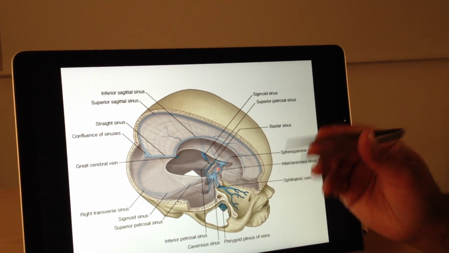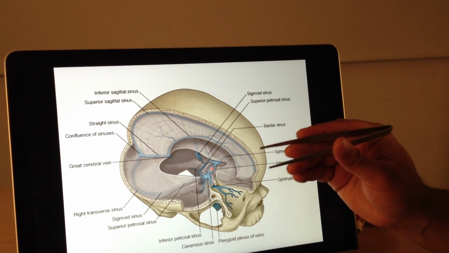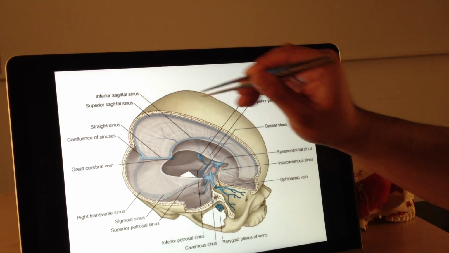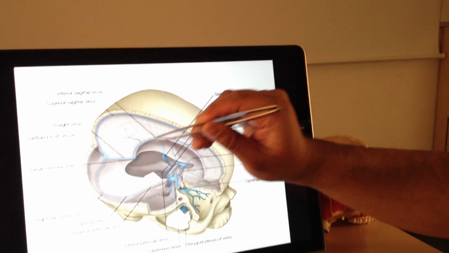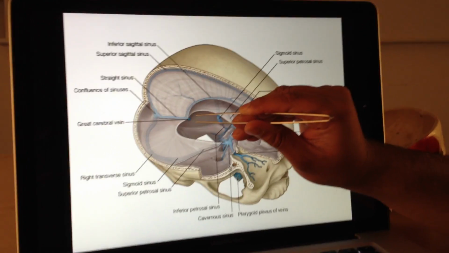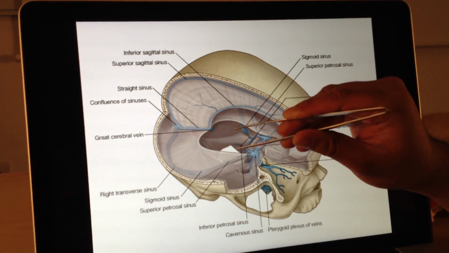The thing about the sinuses is you just need to understand the direction of flow. If you understand the direction, then this is very easy. So we've got the superior sagittal sinus there, the inferior sagittal sinus heading back there. And here we have the great cerebral vein, which is actually directly draining the bulk of the brain.